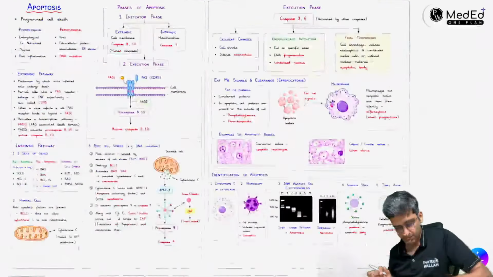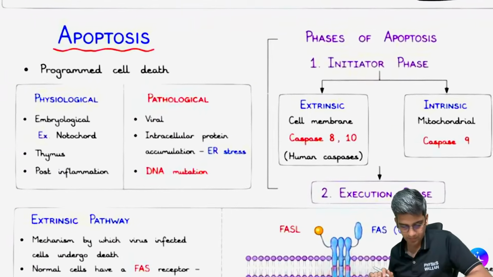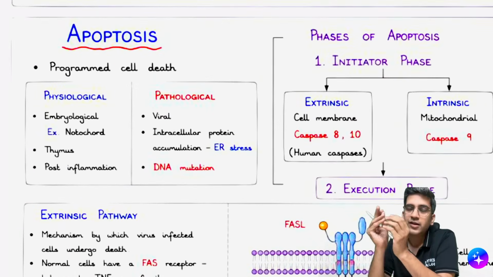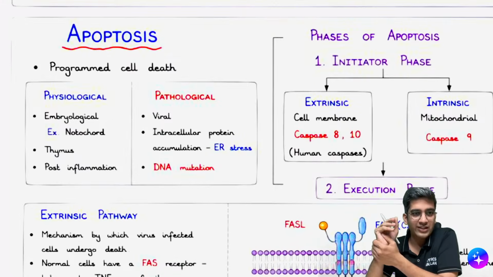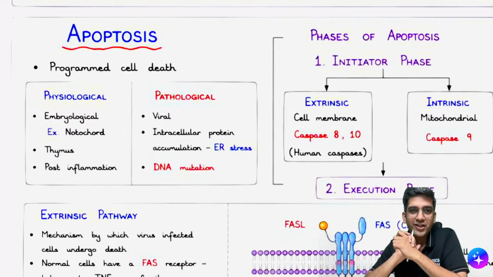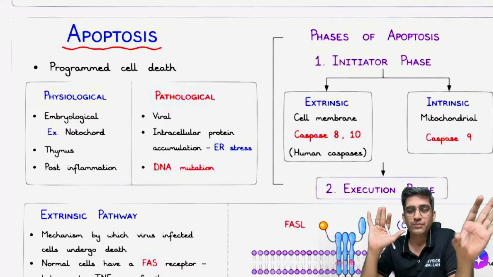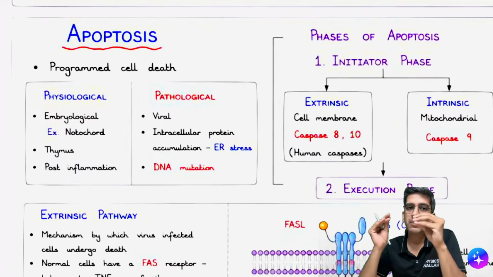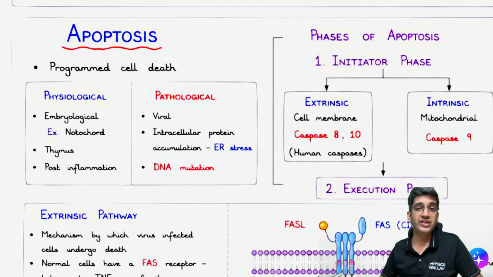Fine. Perfect. Now let's go and see apoptosis. Apoptosis is programmed cell death. 100% no student will ever forget it. This is the equivalent of the powerhouse of the cell being mitochondria, with respect to second year, right? It's a programmed cell death. It can be both physiological and pathological. There is a huge number of examples.